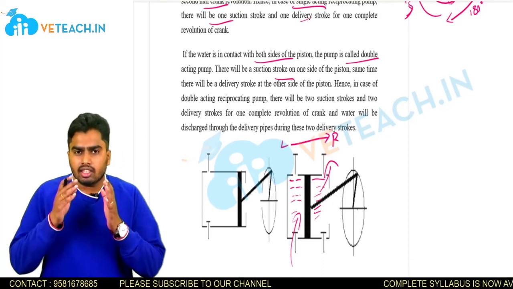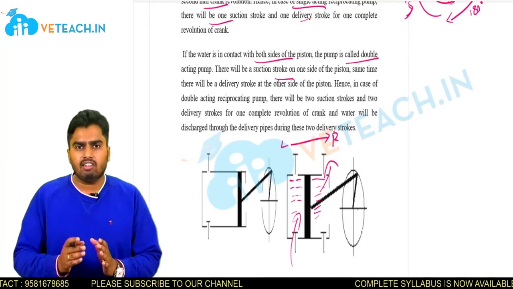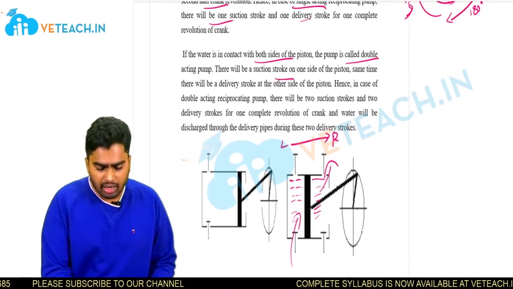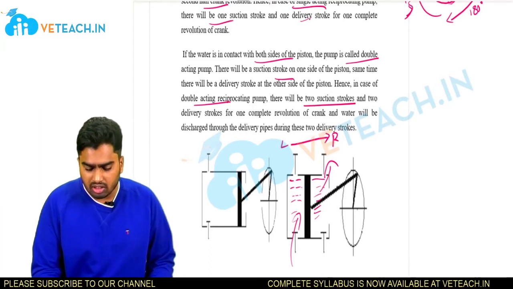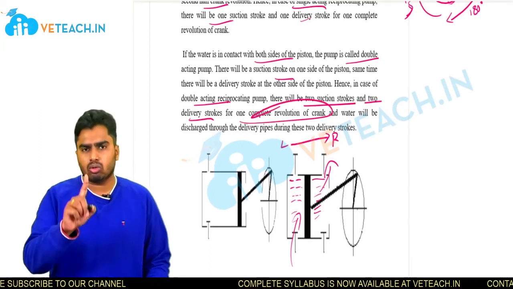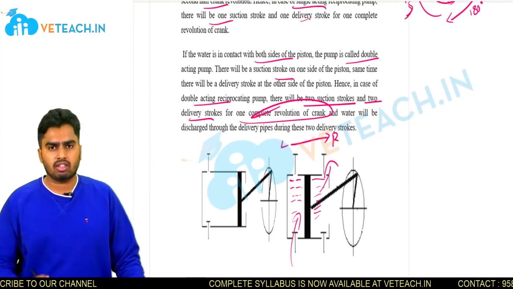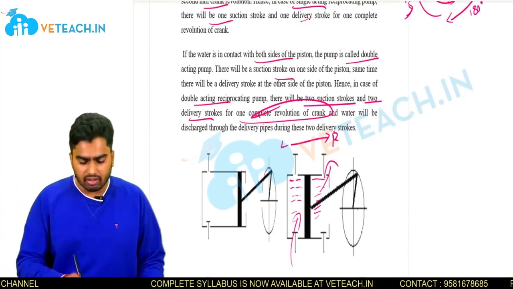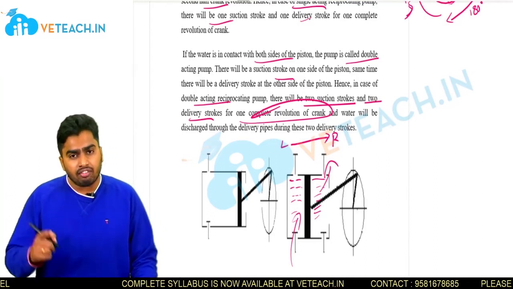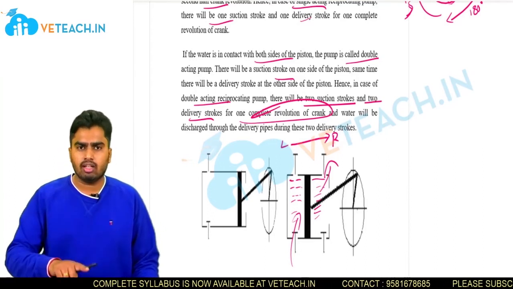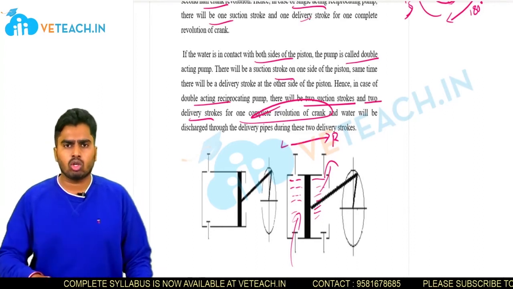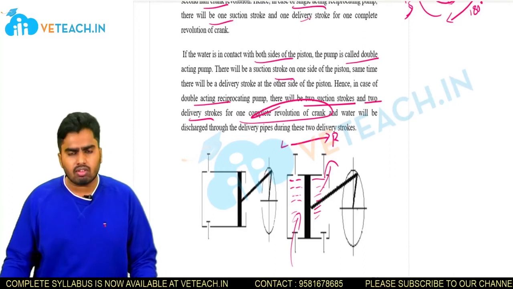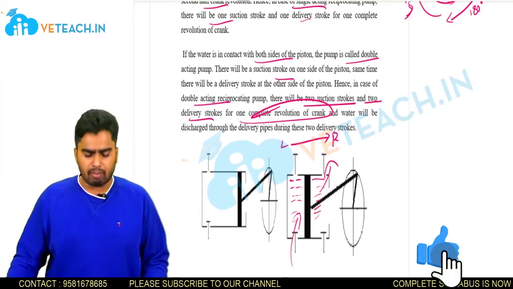If you see, in half the revolution of this crank wheel, 2 strokes will take place. That is the thing we will see here. See, hence in case of a double acting reciprocating pump, there will be 2 suction strokes and 2 delivery strokes for one complete revolution of the crank. So for half a revolution of the crank, 2 strokes will take place, and for one complete revolution of the crank, 2 plus 2, total 4 strokes will take place. That is 2 suction strokes and 2 delivery strokes. So this is what happens in a double acting reciprocating pump, right?